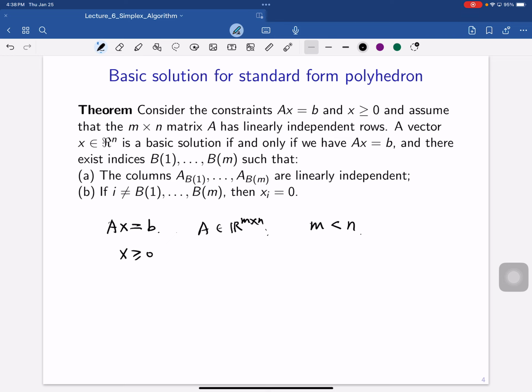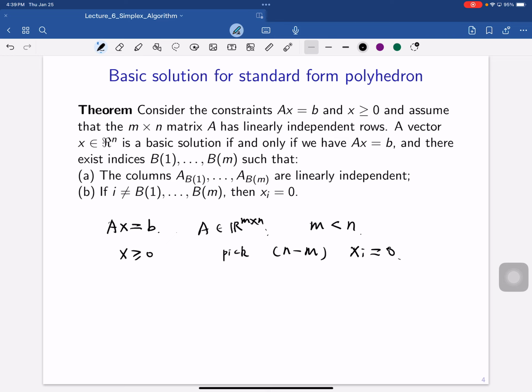right? So since m is less than n, the equality alone will not define a basic feasible solution. Remember, a basic feasible solution means there are n of the constraints that are active, right? So besides these m equality constraints, intuitively, you need to pick another n minus m x greater than or equal to 0 constraints and force them to be 0 in order to get a basic feasible solution, right?